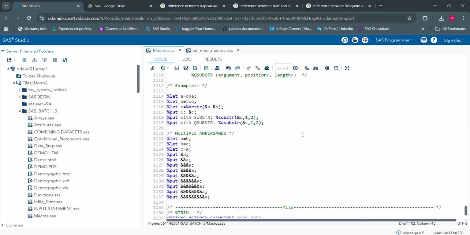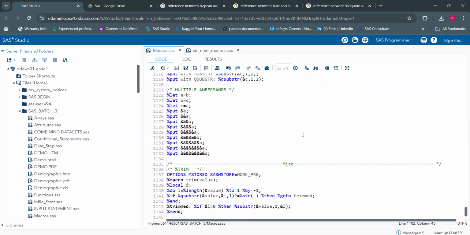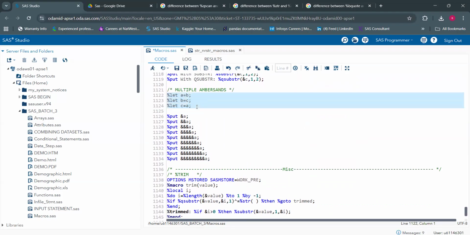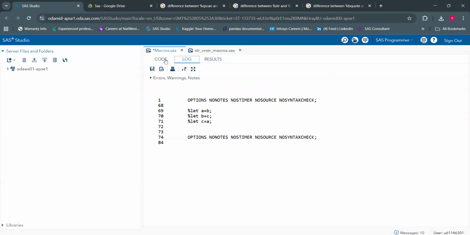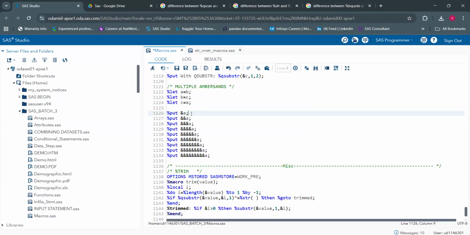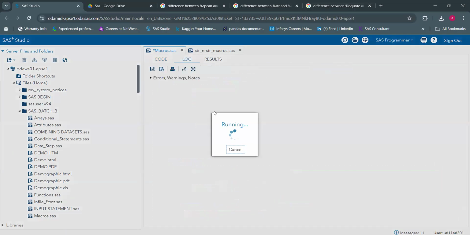Next one, usage of multiple ampersands. This is the last topic, ma'am, in macros. Till now we learned only single ampersand. So let's see, if we provide multiple ampersands, what will we be getting? Here, first is let A equal to B, B equal to C, and C equal to A. Now tell me what happens here, ma'am. In the first scenario, percentage put ampersand A, we get B.